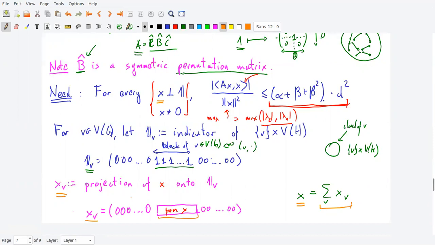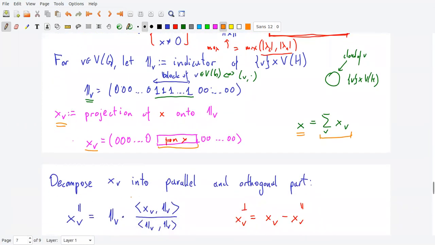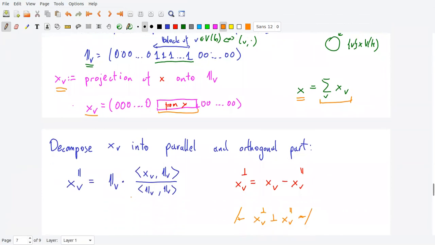So the idea is that we will be working on each of those vertices' vectors xv separately, and then we will combine our understanding. So now we do the usual trick in all the spectral graph theory. Namely, we'll take this vector xv and decompose it into the parallel part and the orthogonal part, in the subspace corresponding to the block of v.